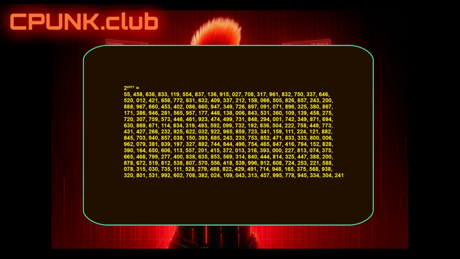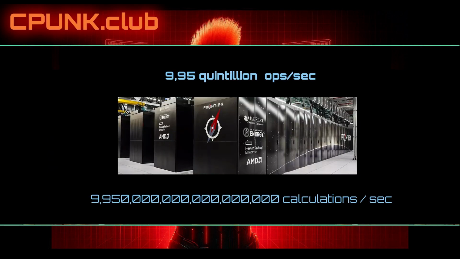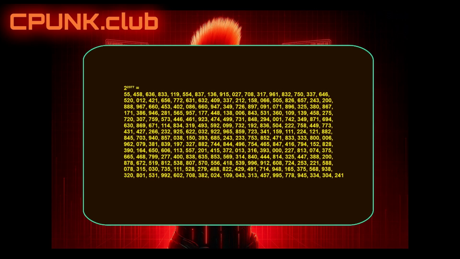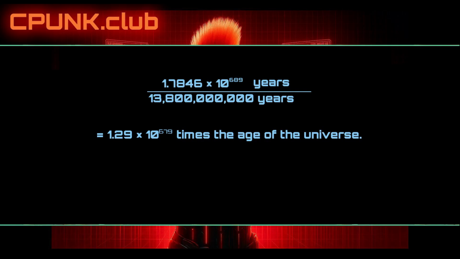This is beyond comprehension. The fastest supercomputer in the world is the Frontier supercomputer, capable of performing approximately 9.95 quintillion calculations per second. If we harness this computer to try every combination, it will take roughly this many years to find the answer. Now let's divide that by 13.8 billion years, the age of the universe. The answer is 1.29 times 10 to the power of 679 times the age of the universe.